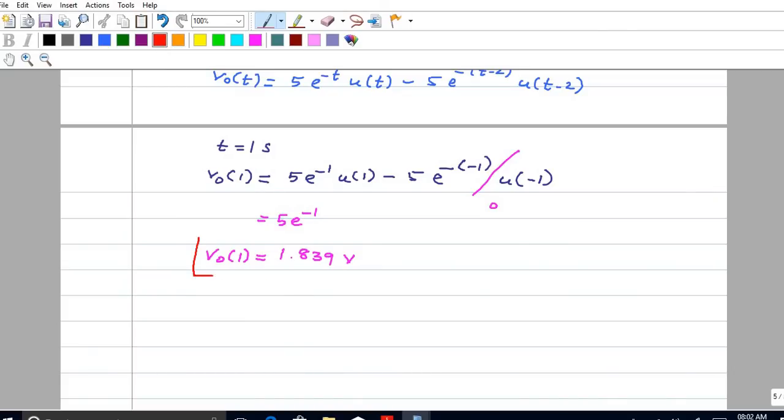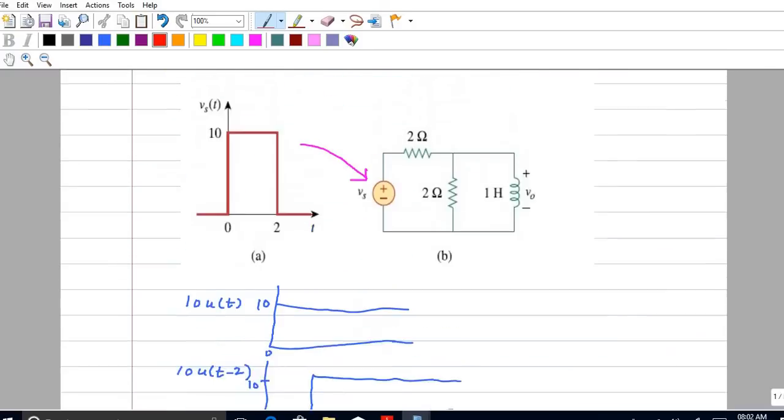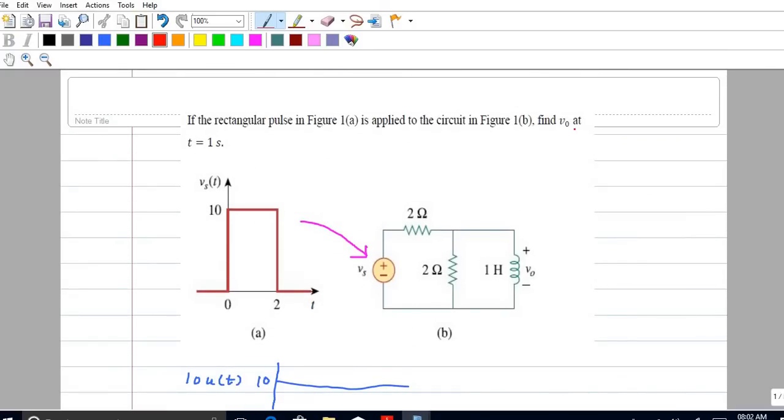V naught of 1. So we are using the properties of Fourier transform and some fundamentals from signals and systems to solve this problem. Finally we got the result for V naught at t equal to 1 second.